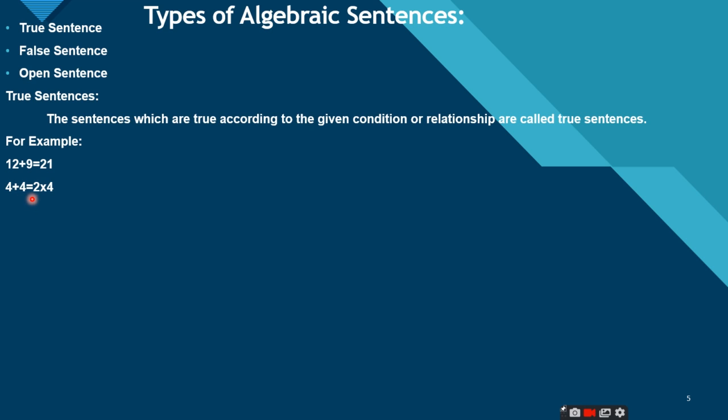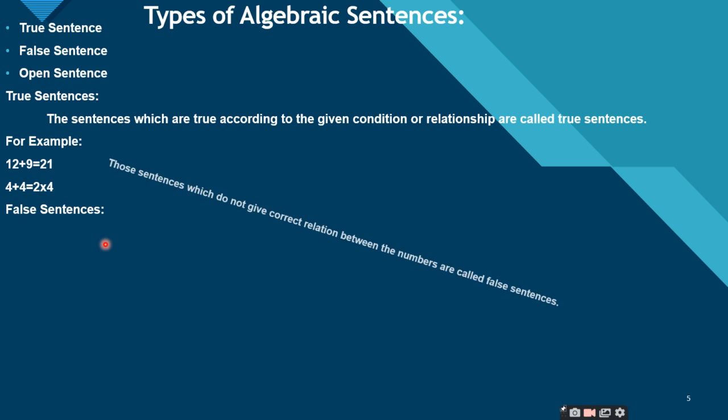4 plus 4 is equal to 2 multiplied by 4. This sentence is also true because when we add 4 plus 4, we get 8, and when we multiply 2 by 4, we also get 8. So this is a true sentence. These are examples of true sentences, which are true according to the condition or relationship.